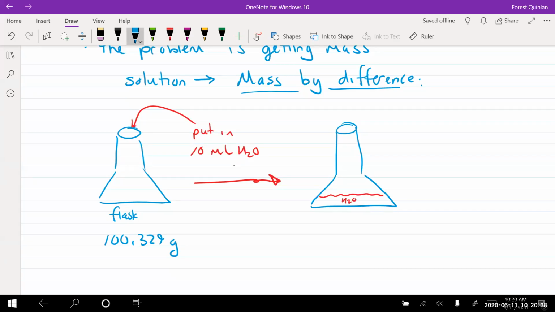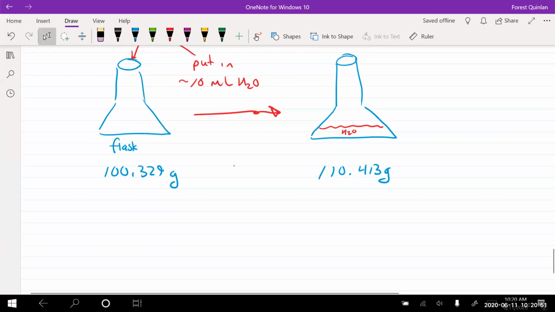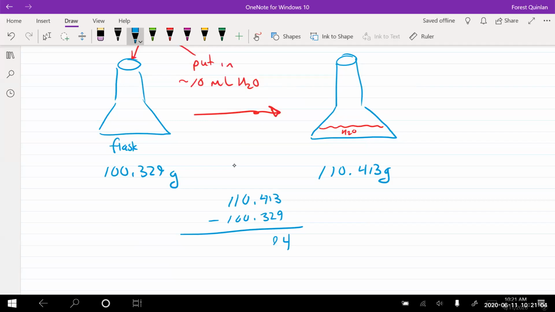If I weigh it again, it now weighs 110.413 grams. So I'm going to put in approximately 10 mL. What's the mass? I just subtract them out. You've got 110.413 minus 100.329. Use my brain here. That'll be a 4, that'll be an 8, that'll be a 0, and we'll have 10.084 if my brain math works.